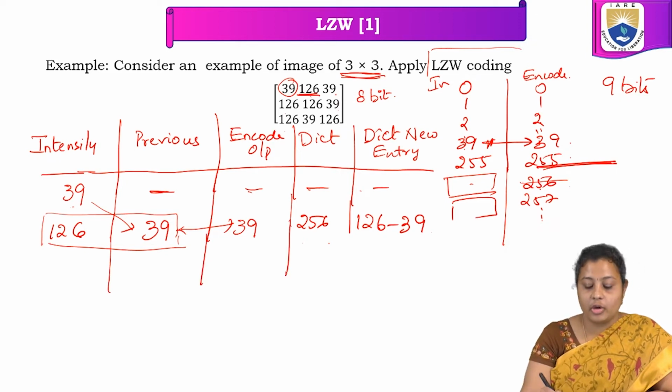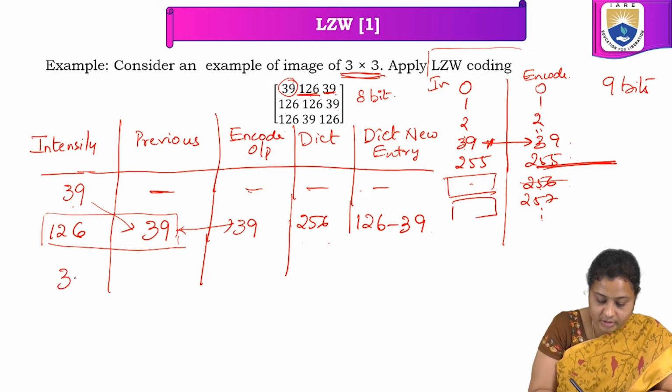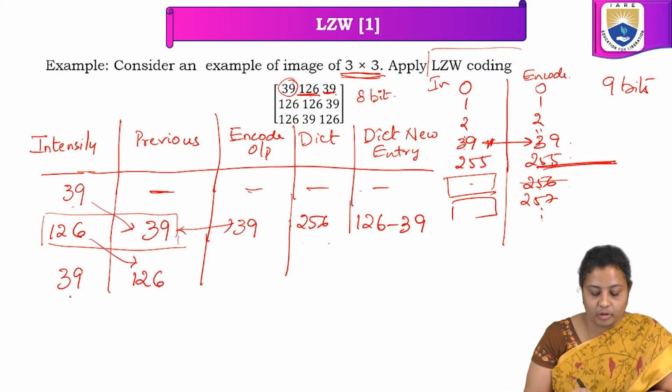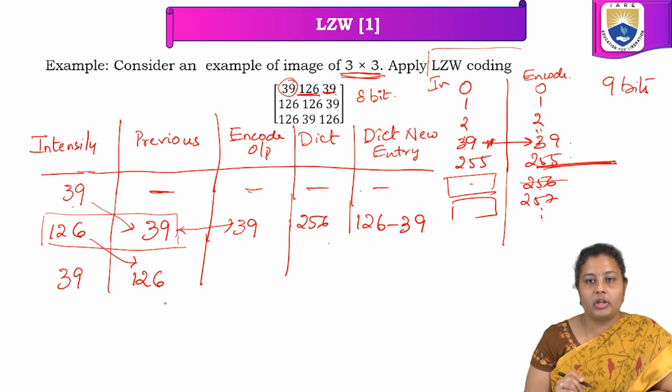So, what is this now? I have the next intensity value as 39, right? So, what is my previous intensity value that I have to consider? It is 126. Now, do I have the combination of 39, 126? No. Why? I have the combination 126-39. I don't have the combination 39, 126.